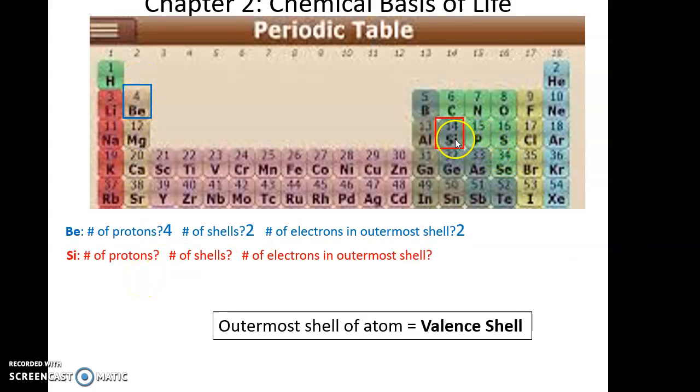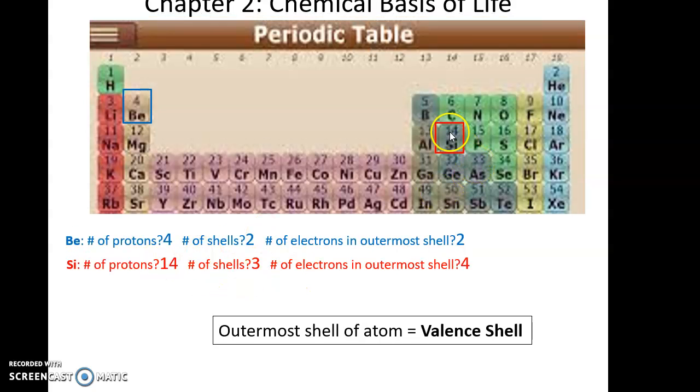Let's try again with silicon here. Si for silicon. How many protons? How many shells? How many electrons in the outermost shell? Hopefully, you came up with these numbers. 14. Its atomic number is 14. It has 14 protons. Number of shells, 1, 2, 3. It's in the third row, so it has 3 energy shells. How many electrons in the outermost shell? 1, 2, 3, 4. It's in the fourth row, so it has 4. I'm sorry, it's in the fourth column. Because it's in the fourth column, it has 4 electrons in its outermost shell.